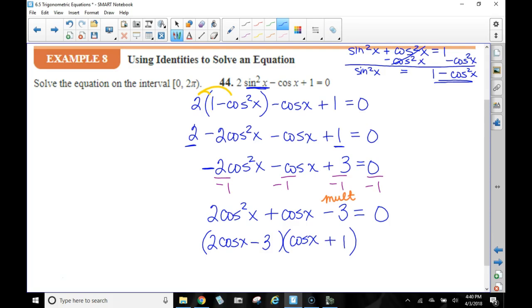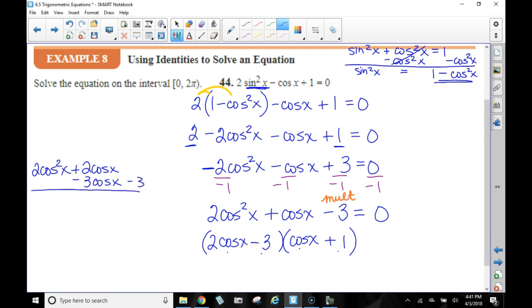Now, let's FOIL that out. I'm going to get outside of my paper here and FOIL that out. 2 cosine x times cosine x is 2 cosine squared x. I knew I would like that. Outer times outer is 2, right? 2 cosine x times 1. So that's just going to be 2 cosine x. Inner times inner is -3 cosine x. Last times last is a -3.